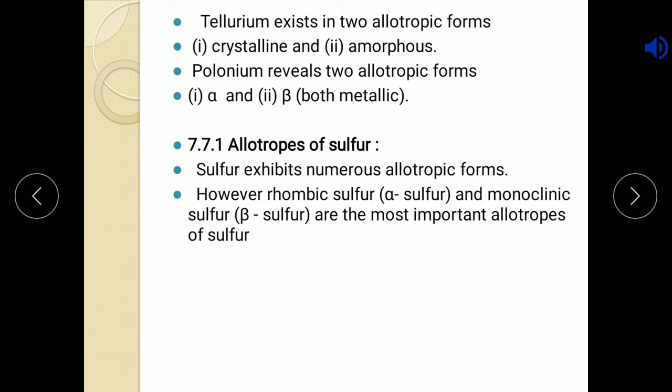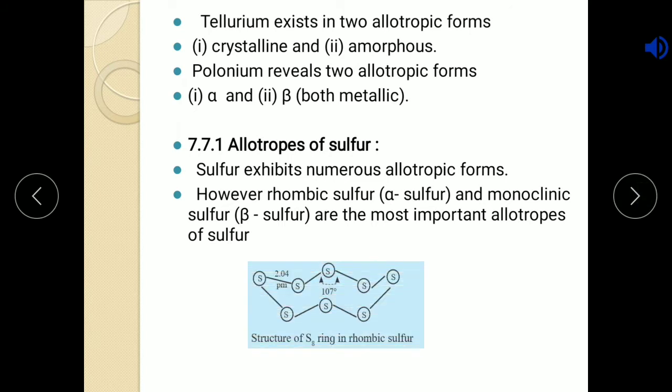The structure of both these forms is like this. It has 8 atoms in it, which are arranged like this, and the structure is called a puckered ring structure, or it looks like a king's crown. So it is also said to be the king's crown structure. So puckered ring structure or king's crown structure.